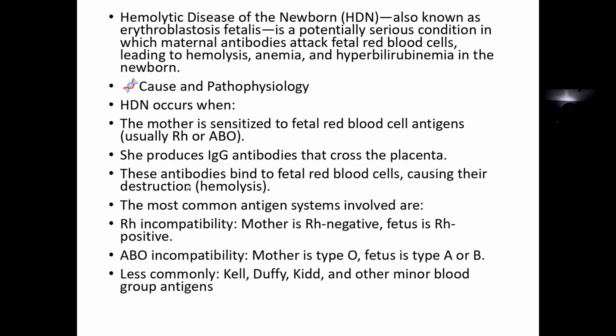Now, the common antigen system involved is where the mother is rhesus negative and the baby is rhesus positive, or sometimes the mother is blood group O while the baby is A or B. Sometimes you have the Kell, the Duffy, the Kidd, and some other minor blood group antigens.